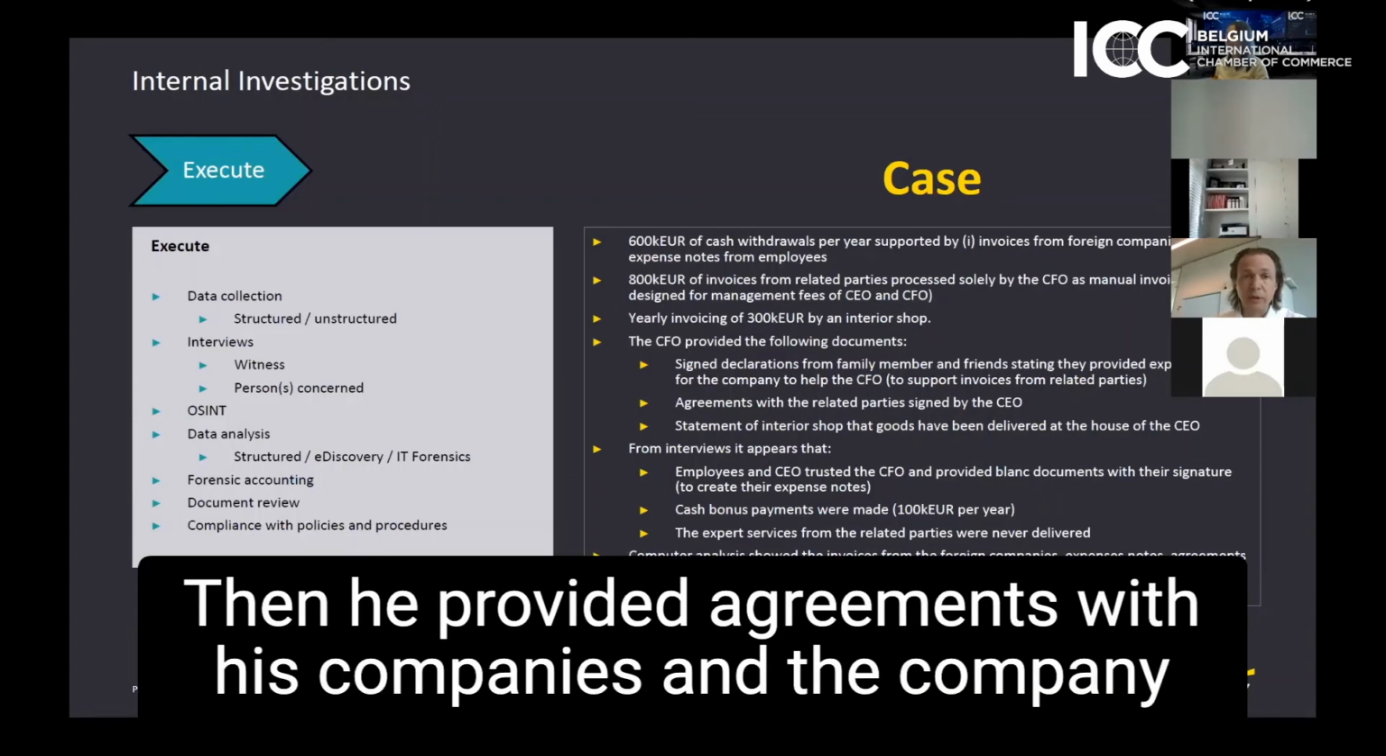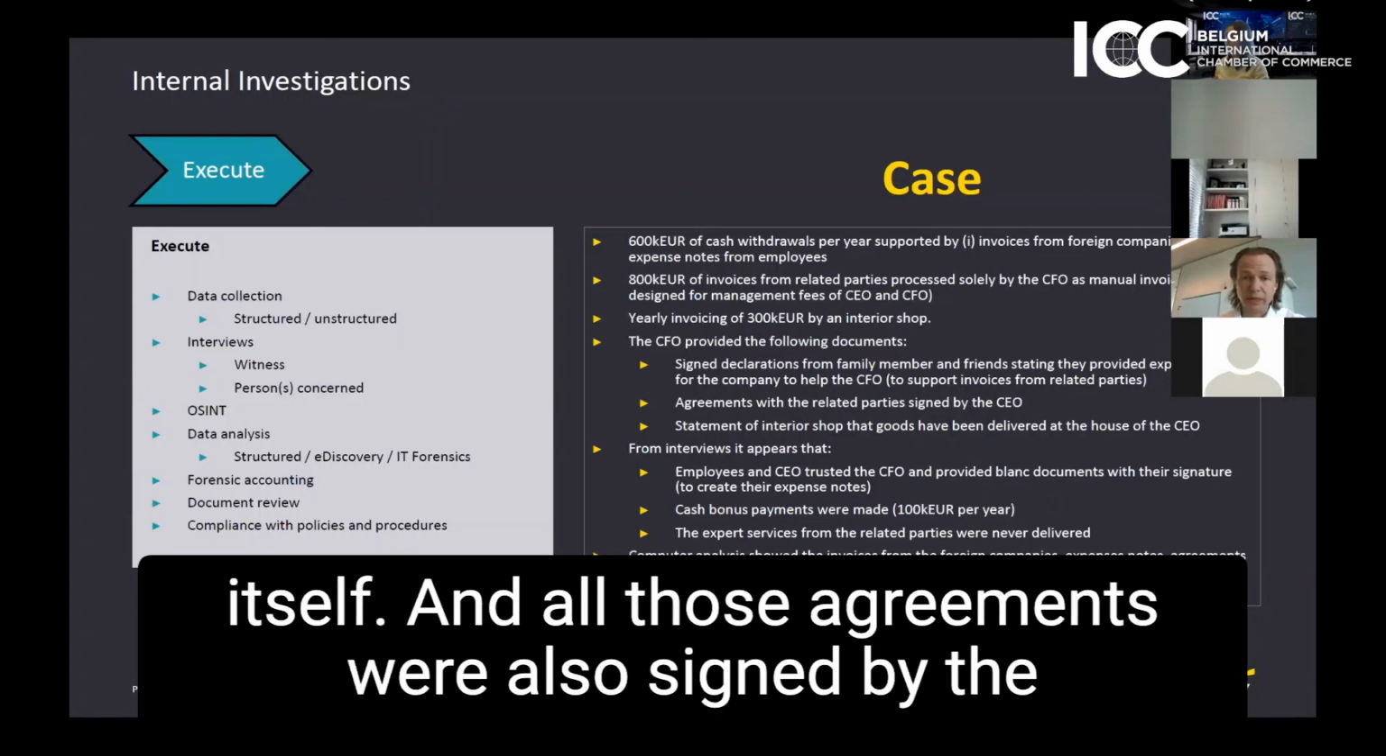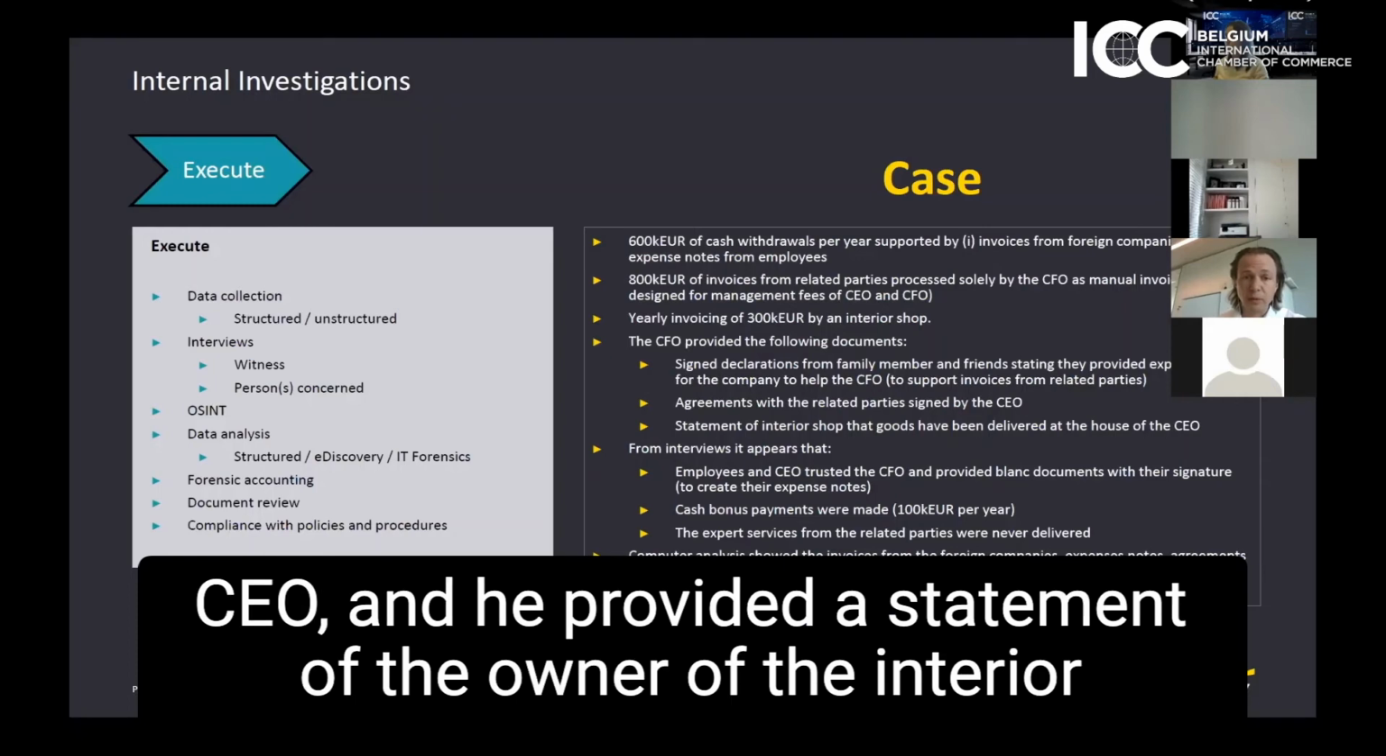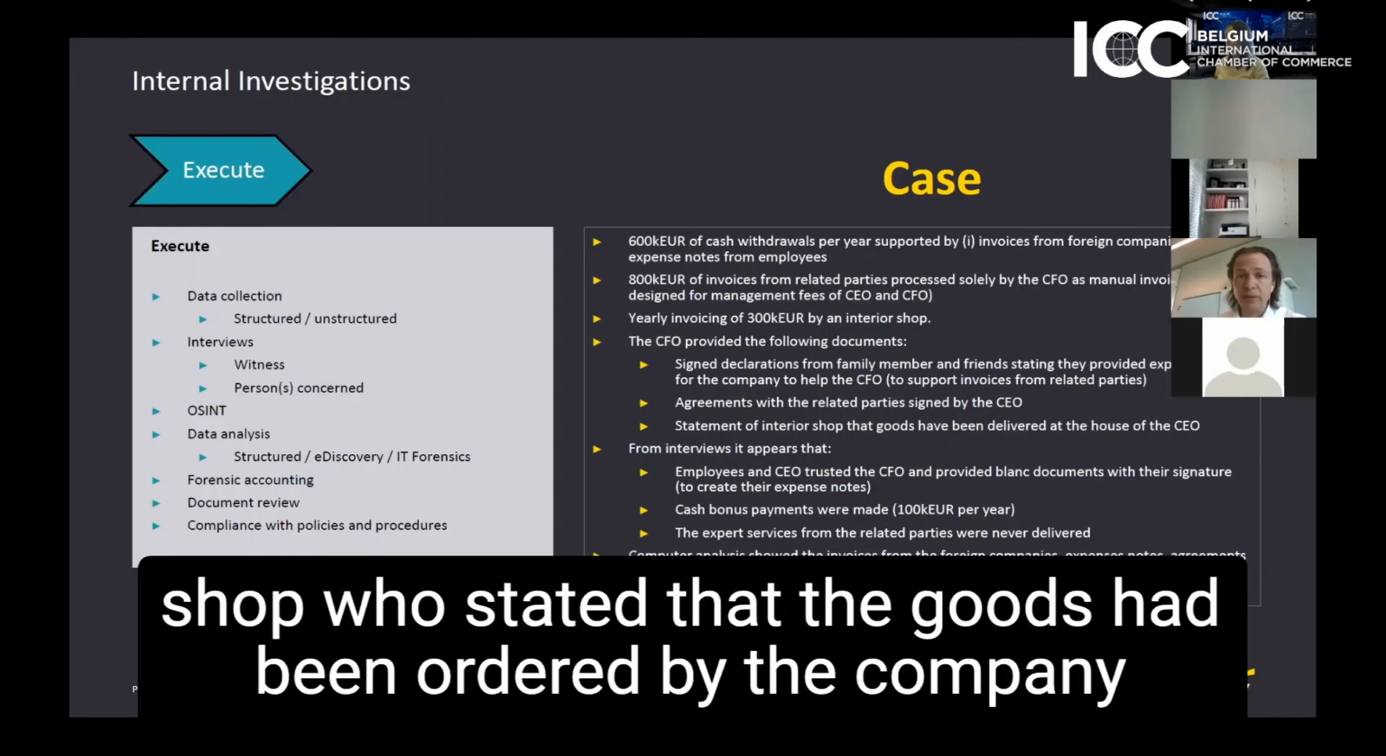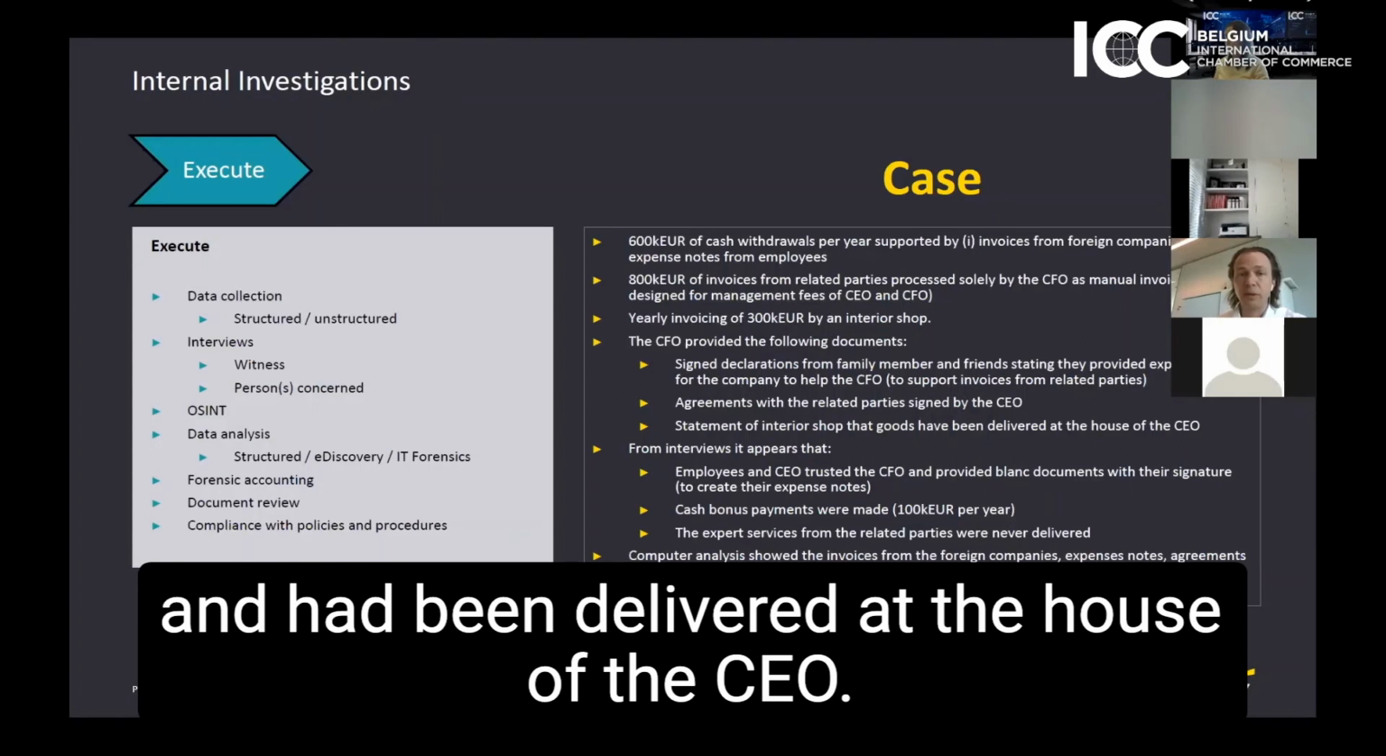Then he provided agreements with his companies and the company itself, and all those agreements were also signed by the CEO. And he provided a statement of the owner of the interior shop, who stated that the goods had been ordered by the company and had been delivered at the house of the CEO.